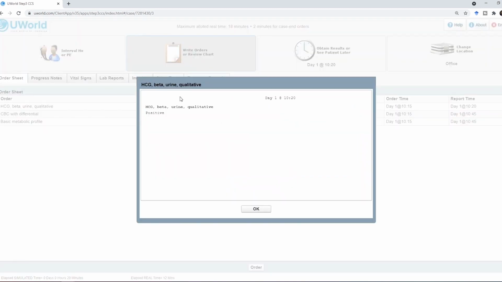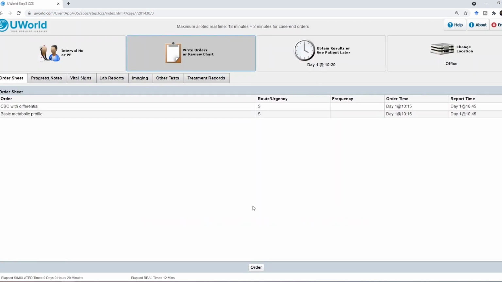So the beta HCG is positive, which means that the patient is pregnant, and pregnancy is the likely cause of this patient's symptoms. The patient is still in the office. The patient was not sent home. Since beta HCG is positive and the patient is pregnant, we have to put some orders as part of the prenatal diagnostics for every pregnant patient.